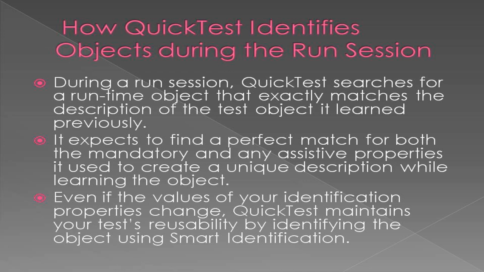Similarly, during a run session, QuickTest searches for a runtime object that exactly matches the description of the test object it learned previously. It expects to find a perfect match for both the mandatory and any assistive properties it used to create a unique description while learning the object. As long as the object in the application does not change significantly, the description learned is almost always sufficient for QuickTest to uniquely identify the object.